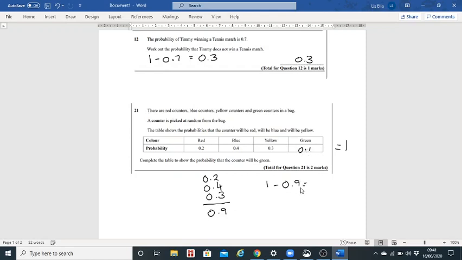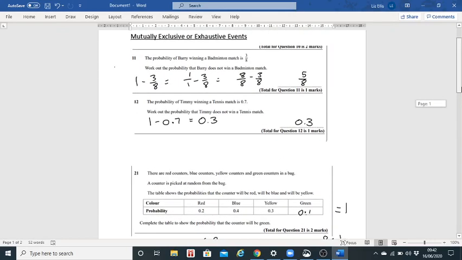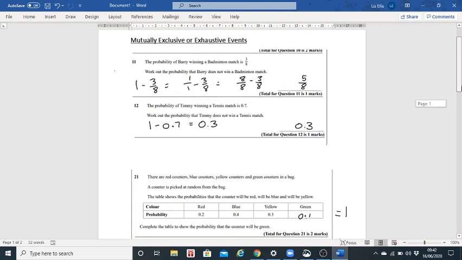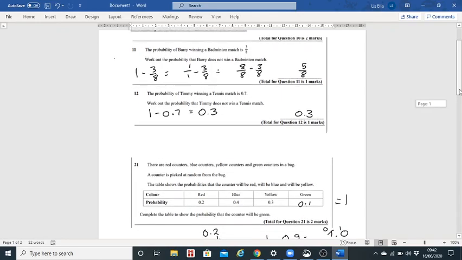If you're struggling with your decimals, remember you can write 1 as 1.0, write 0.9 underneath, and then we can use the carry method. So we borrow from the 1, it becomes 0, that now becomes 10. 10 take away 9 is 1, carry the dot down, 0 take 0 is 0. So my answer is 0.1. So that's what happens if the events cannot happen at the same time and we've got all the probabilities. So they're called mutually exclusive or exhaustive. Don't worry so much about the wording. Just realize that if you want the probability of something being opposite, you do 1 minus.